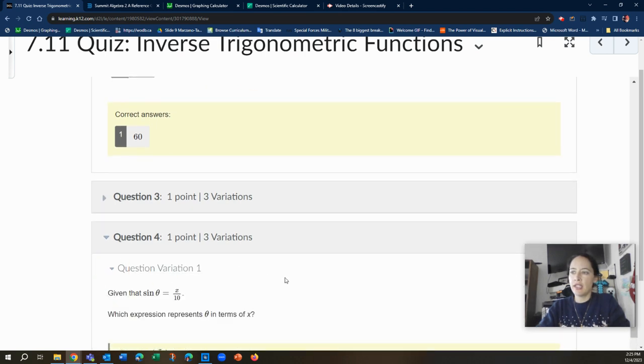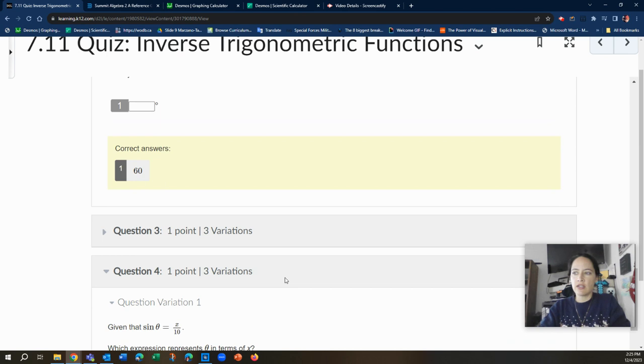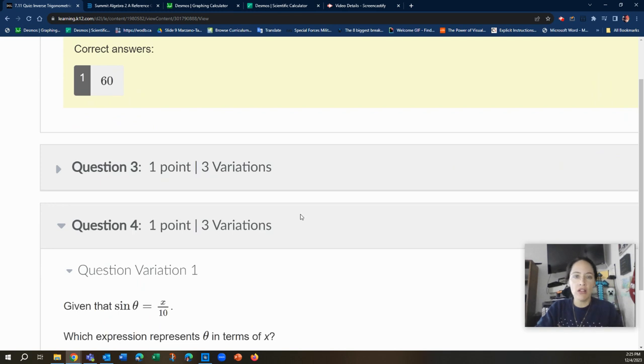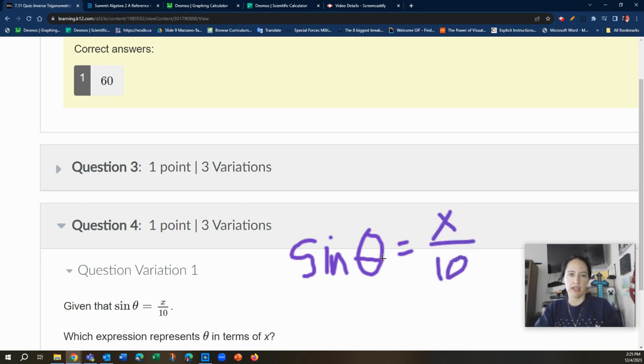Question 4: given that sine theta equals x over 10, which expression represents theta in terms of x? Okay, so what we're doing here is that concept of solving using an inverse to get what we're looking for by itself. So we have sine theta is equal to x over 10. They want us to solve for x. I'm like, what is theta in terms of x? So no, that's not what they're saying. Sorry, they want you to solve for theta. Which expression represents theta? So solve for theta. That's just still a placeholder. It's an unknown. We don't know what it is. So how do we do that?